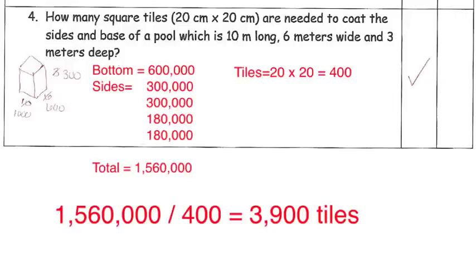For number 4, you have square tiles that are in centimeters, and you have a pool that is measured in meters, so you have to convert the meters to centimeters. So 10 meters would be 1,000 centimeters, 6 meters would be 600 centimeters, 3 meters would be 300 centimeters. Find the surface area of the 5 sides because you don't need it for the top. Multiply it together, and then you have to divide the number by 400 centimeters, which will give you 3,900 tiles.